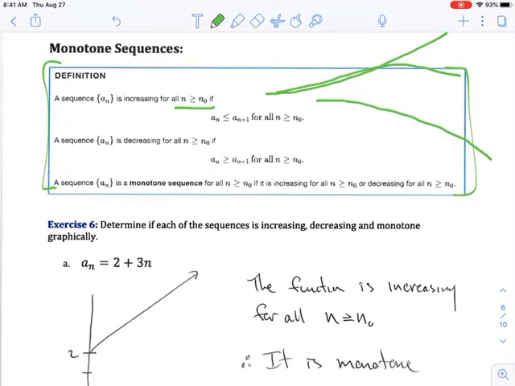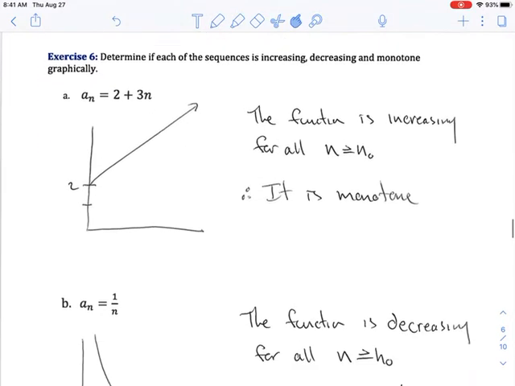So a monotone sequence is simply either a sequence that is always increasing or always decreasing. It covers both of those. We say it's monotone. Some textbooks will call it monotonic. So the first thing we want to do is look at two examples graphically.